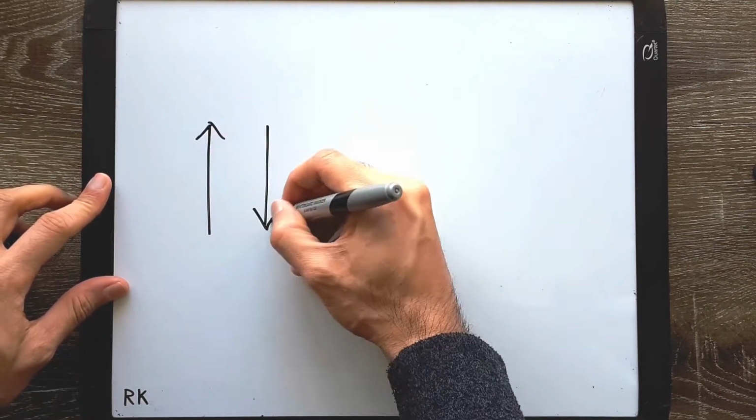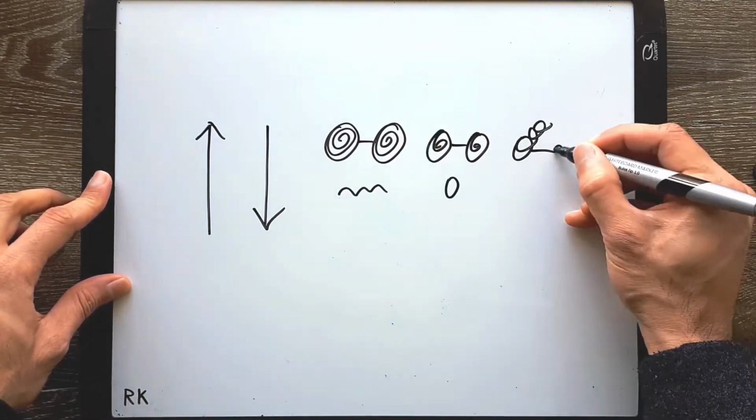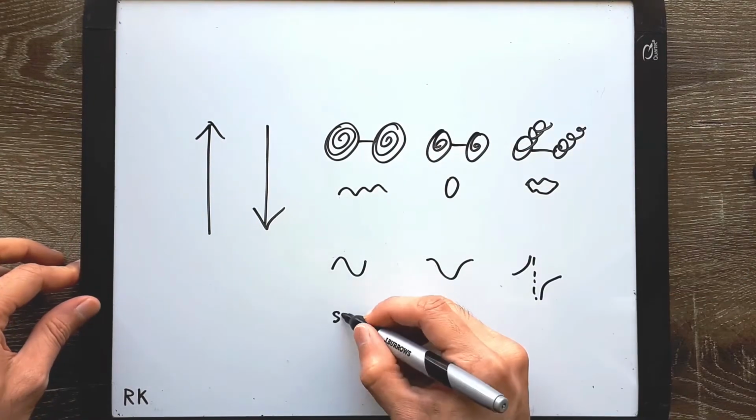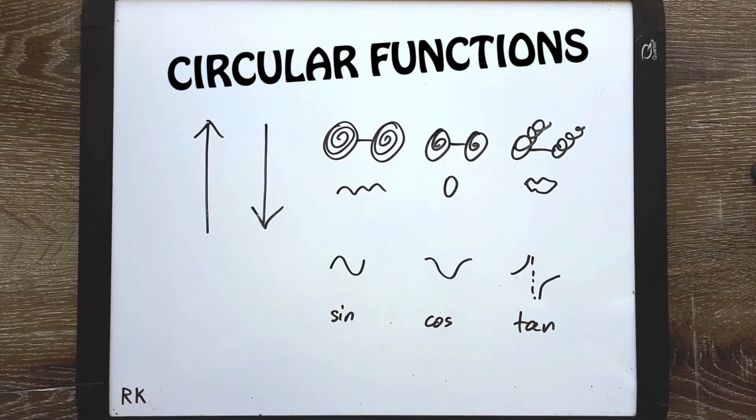What goes up and down? Makes you feel like you're going in circles and has siblings. Sine, cosine, tangent graphs. Basically, circular functions. But this will not be you by the end of this video.